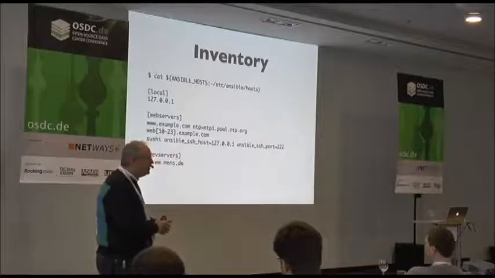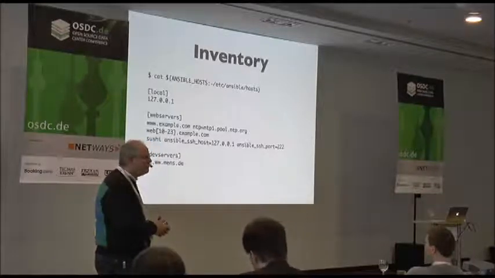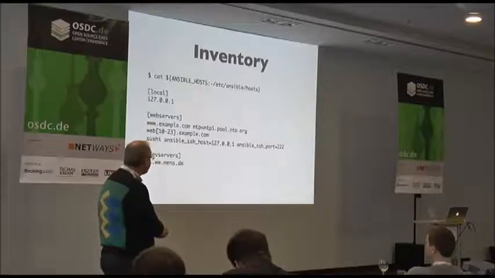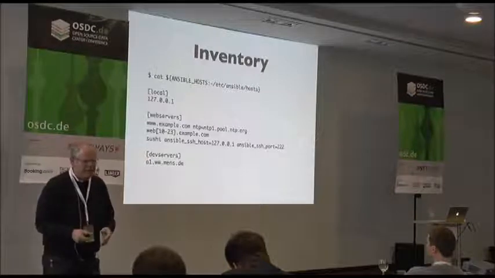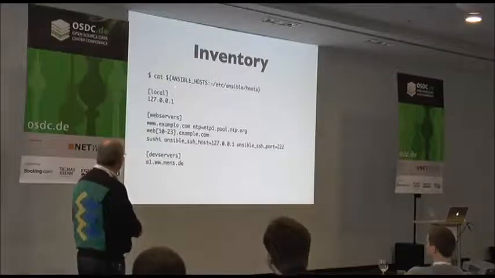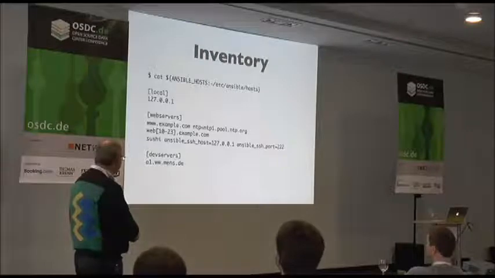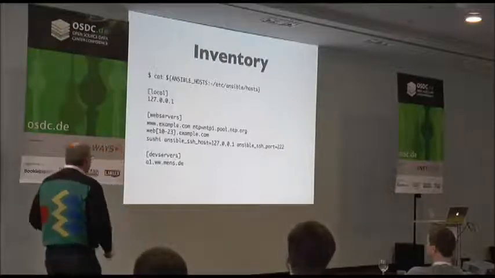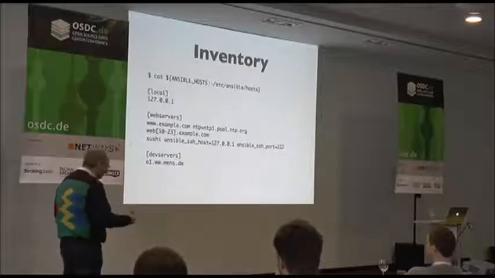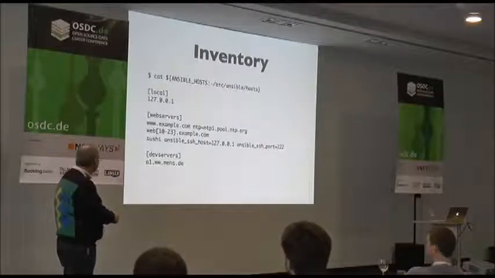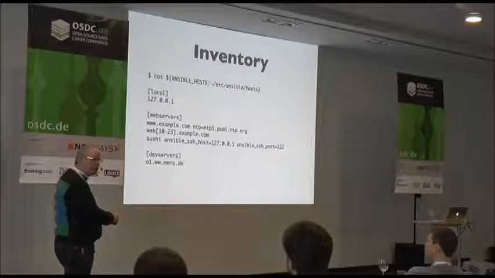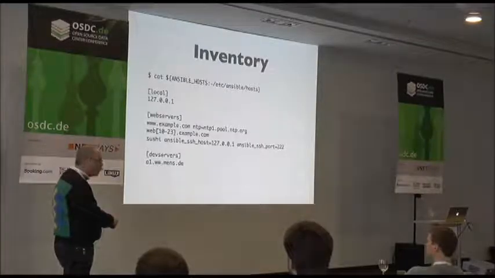Now, the inventory file of Ansible is an INI-type file, and by default it's called hosts, actually the content of this variable. And this INI-type file has groups. In this example, we have three groups. One is called local, one is called webservers, one is called devservers. And groups of machines contain host names or addresses. So for example, in the group local, we have a host called 127.0.0.1. In the group webservers, we have www.example.com, and we have web10 through web23.